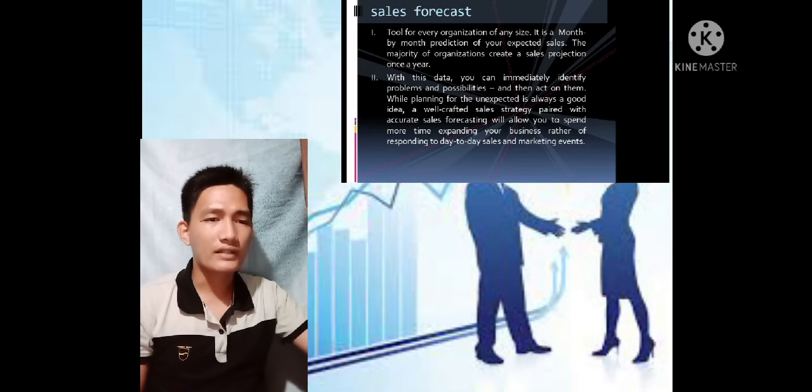What is a sales forecast? A sales forecast is an expression of expected sales revenue. A sales forecast estimates how much your company plans to sell within a certain time period, like a quarter or year. The best sales forecasts do this with a high degree of accuracy.